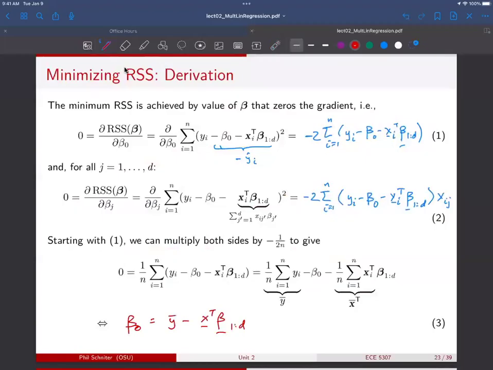So that is one of the equations that has to hold true for our coefficients. Now this tells you what beta zero should be based on all the other slope coefficients. We don't know those yet, so that's the next step. Any questions so far?